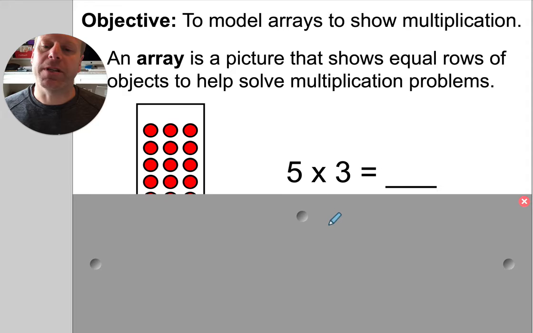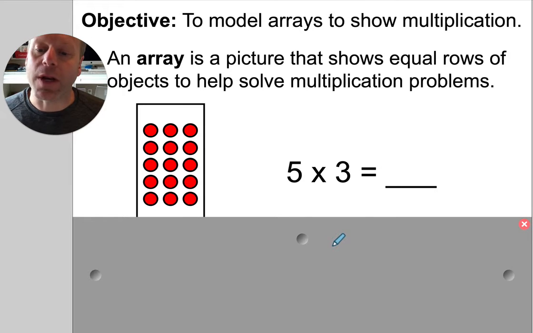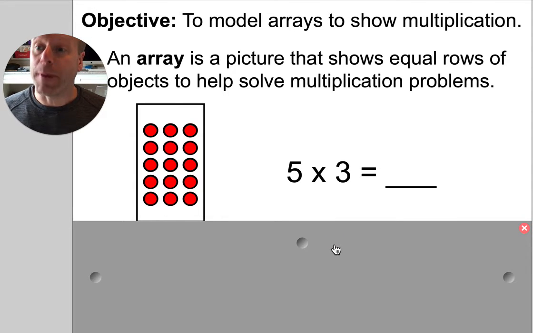The first thing I'm going to tell you is an array is a very organized picture. Okay? An array is a picture that shows equal rows divided into nice equal columns. I like to tell people it's like a picture in the army. Hut, 2, 3, 4, march in a line, hut, hut, hut, right?